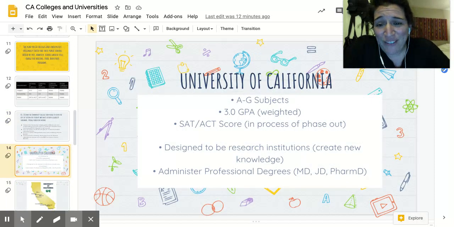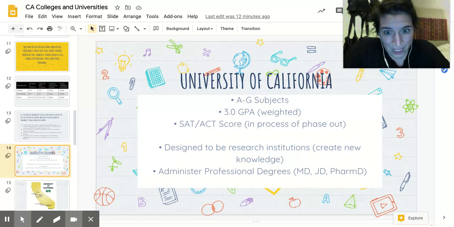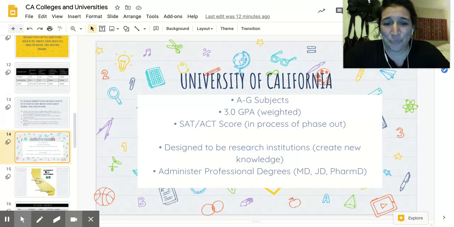UCs, University of California, again, requires you to take a really hard course load, to have a minimum 3.0 GPA. And although they're in the process of phasing out, you may want to look at taking the SAT or ACT. They're designed to be research institutions, meaning creating new knowledge and administering professional degrees. So you could go to University of California, Los Angeles for your graduate and then go on to medical school.